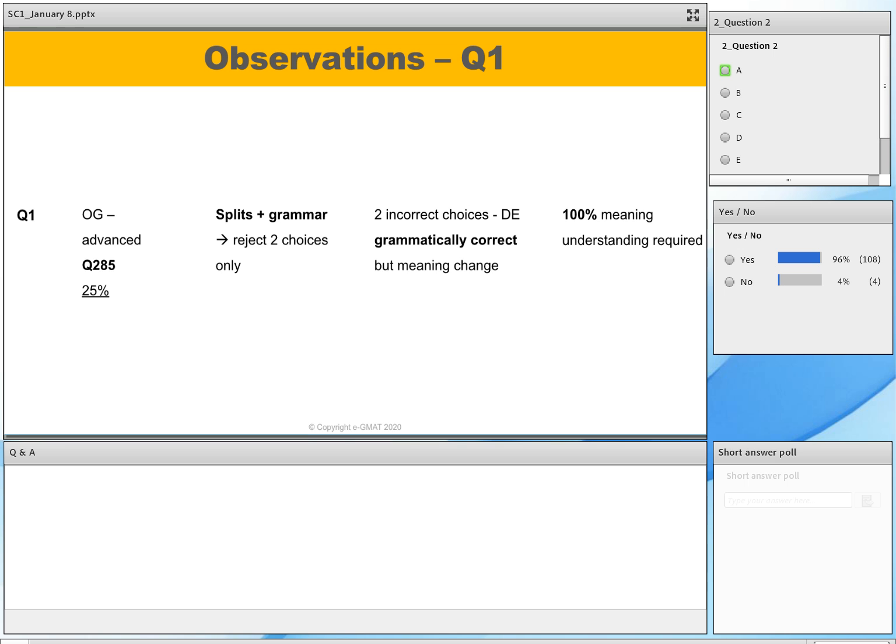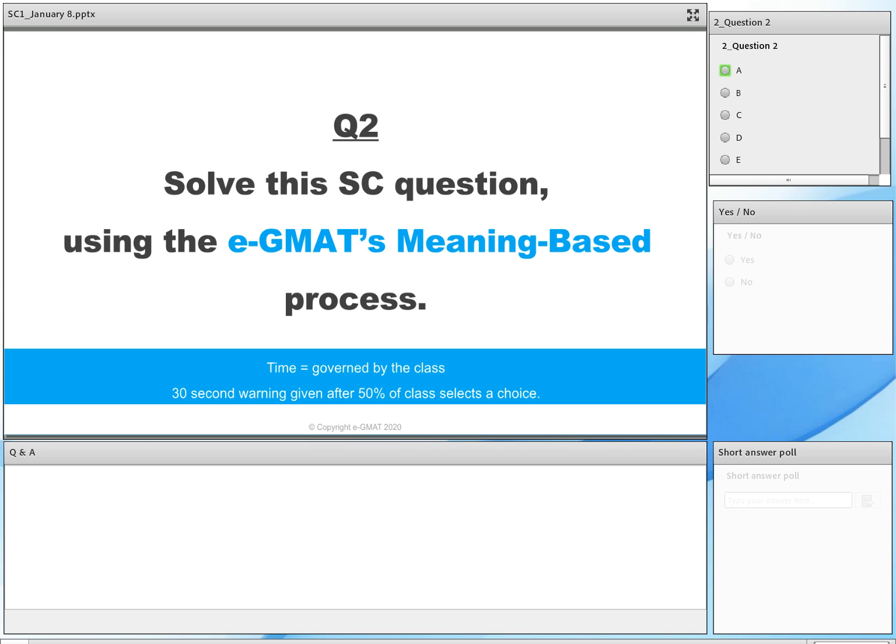So as we move into question 2, I only have 24 people that have clicked on still solving. I really hope more of you are going to be solving question 2 with me. Go ahead and click on still solving. I want you to really, really try to use the meaning-based approach with this next sentence.